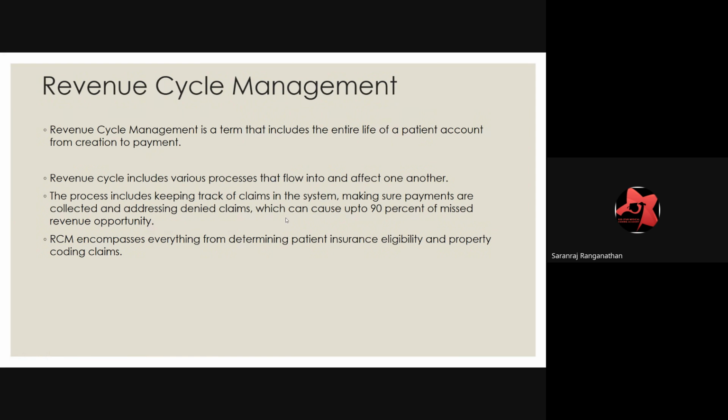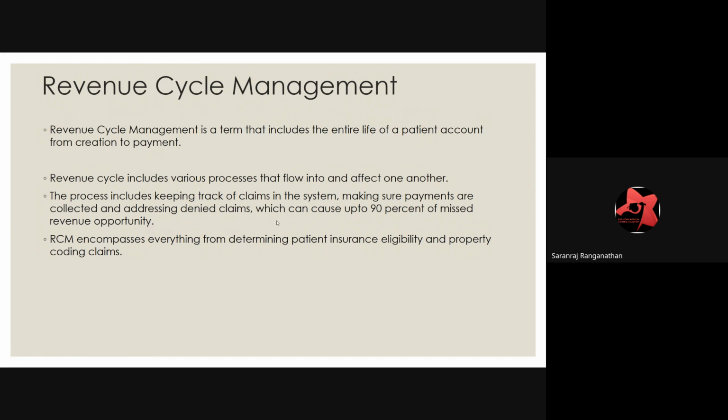The process includes keeping track of claims in the system, making sure payments are collected, and addressing denied claims, which can cause up to 90% of the missed revenue opportunity. Every claim will be checked, and if anything is missing, it will be denied. They will check the denied claims and find what is missing and why it is getting denied.